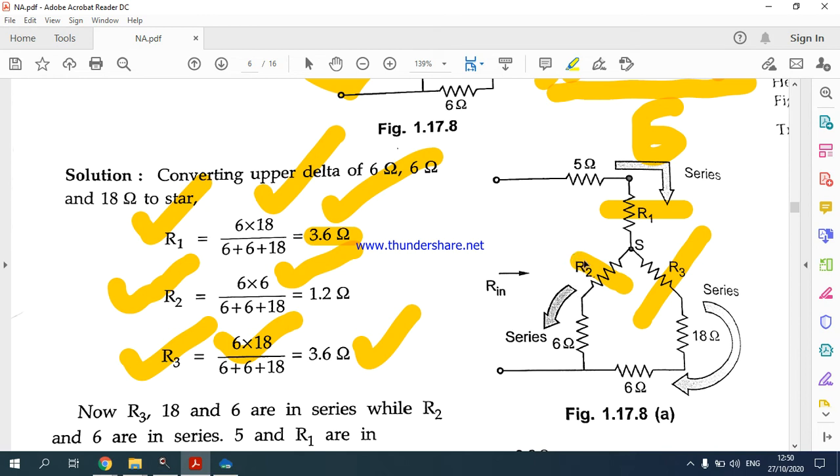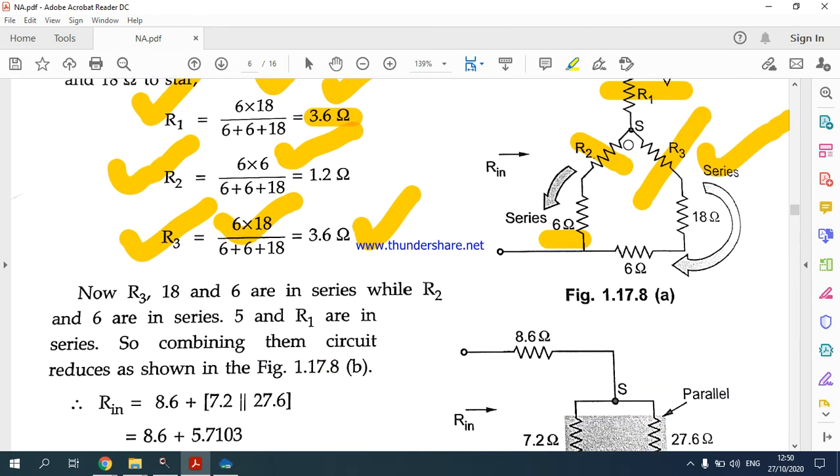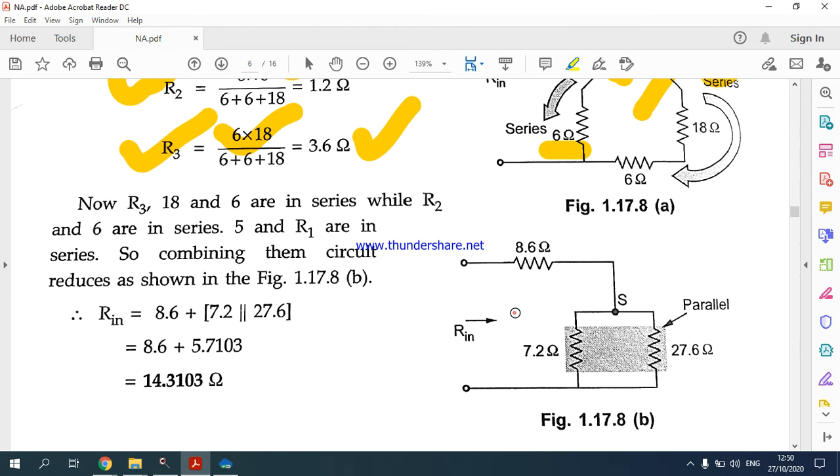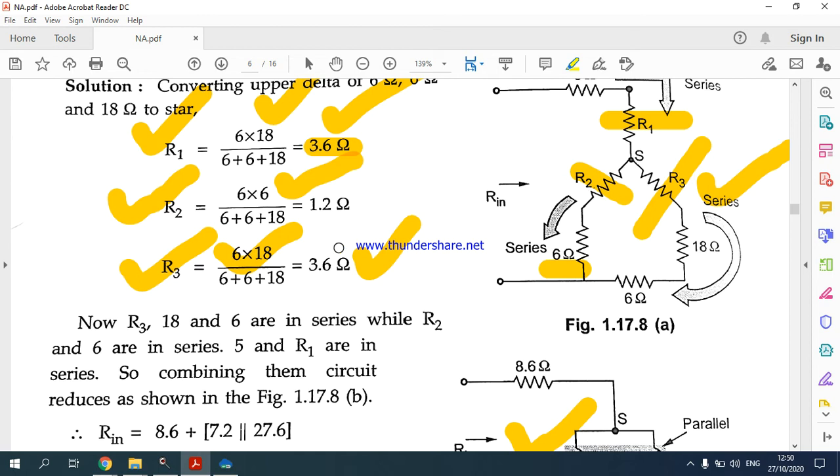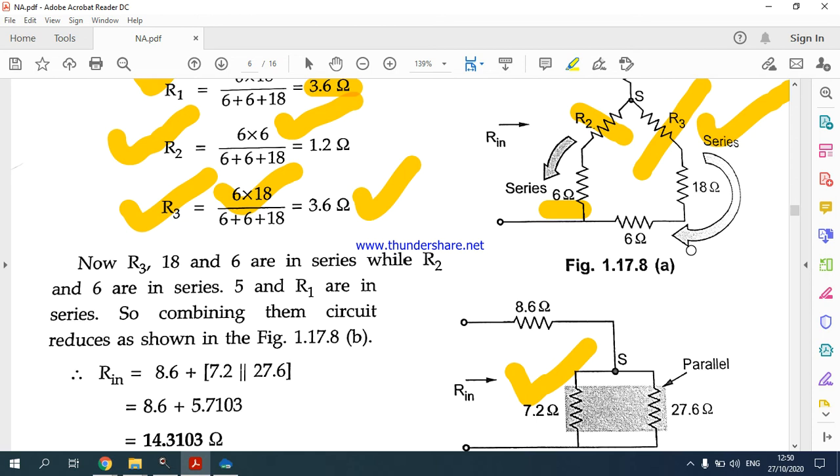Now R2 is in series with what? 6 ohm. R3 is in series with what? 18 ohm. Add these two. R2 plus 6, what you will get? R2 is 1.2. This is in series with 6. What you will get? 7.2. Next, R3 is 3.6. That is in series with 18, plus another 6 is there, right?